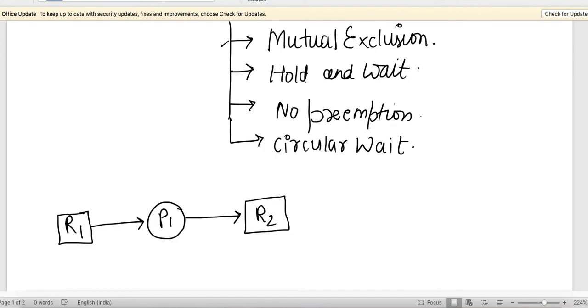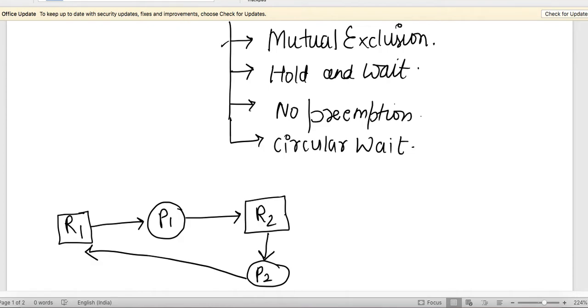Now see what happens. Now let's suppose this resource R2 is with process P2. Are you getting what is happening? See, and P2 is also requesting for resource R1. See, P1 is having resource R1, but it wants the access of resource R2, and P2 is having the resource R2, but it wants the access of R1. Are you getting what is happening?